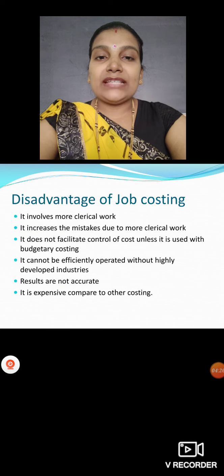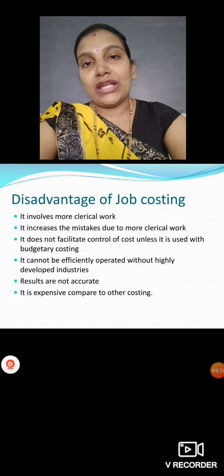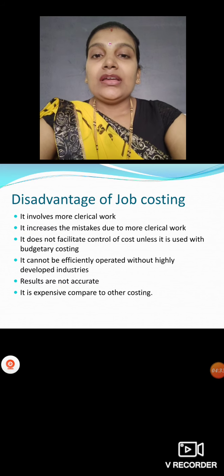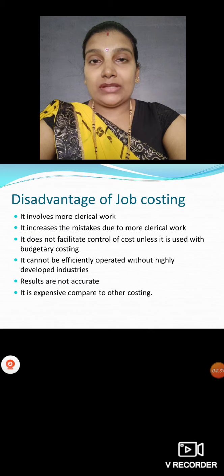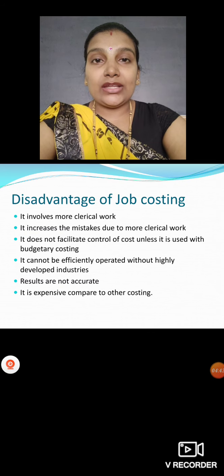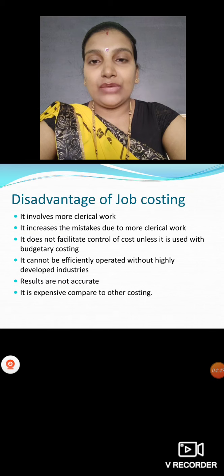Next we have the disadvantages of job costing. It involves more clerical work. Why is there more clerical work? Because you are going to produce products as per your customer requirements. So you have to collect the customer requirements, and according to that you have to make a budget, and on that basis you are going to move the production. So more clerical work is involved.